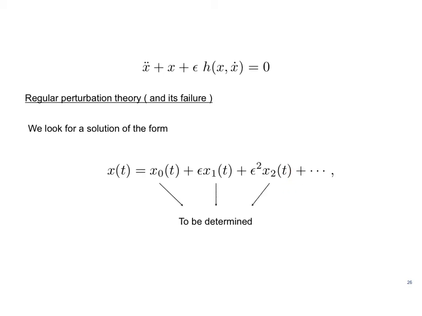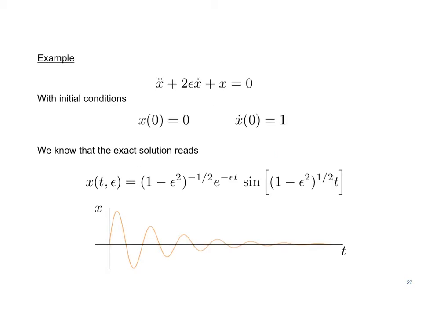The key part is that instead of having just one solution for x, we will have three solutions. Actually, we have three equations that need solutions. We will find first the solution of x naught. From this x naught, we will use it to find the solution of x1. From this one, we will be able to have the solution of x2 and so on. It's like a cascade.